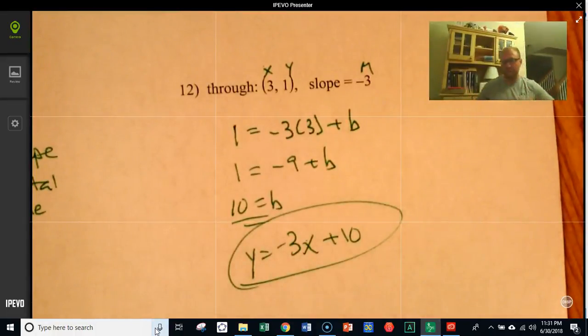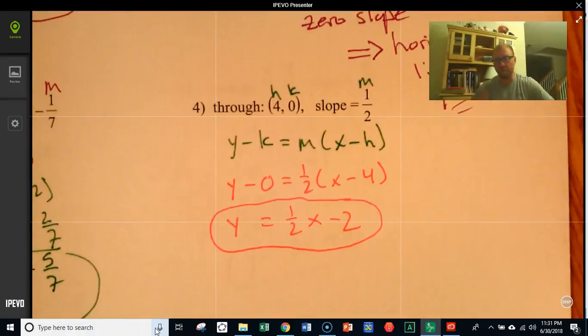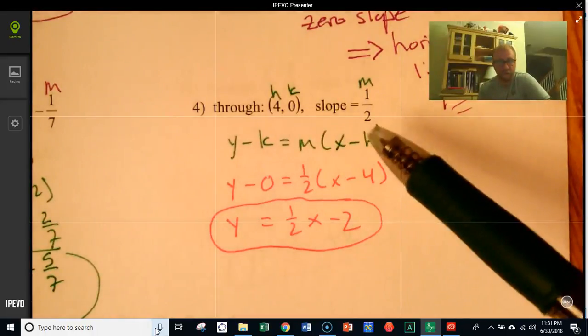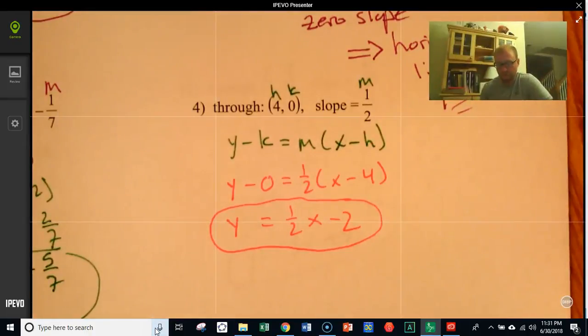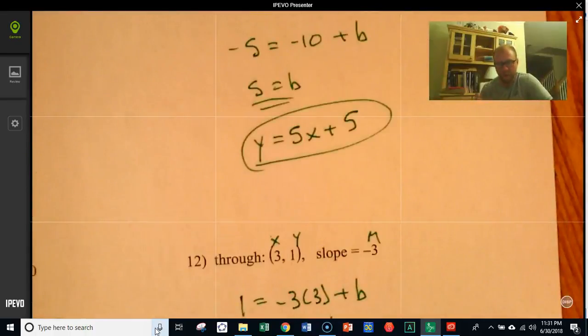So there you got two different methods to use for this. You can use the point-slope form equation, y minus k equals m times (x minus h), and then you just fill in the blanks with your point and with your slope. Pretty straightforward, and then you just have to do a little bit of math to turn it into slope-intercept form. I think this is probably about the same amount of work either way.